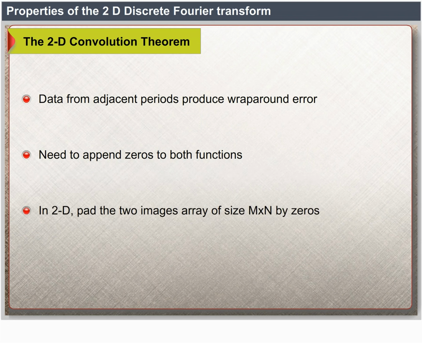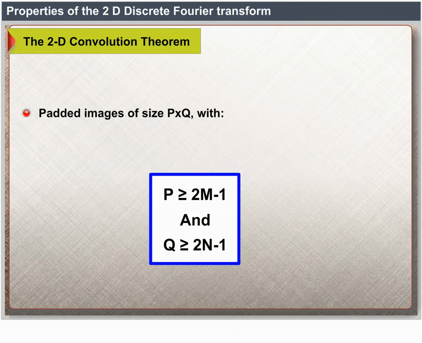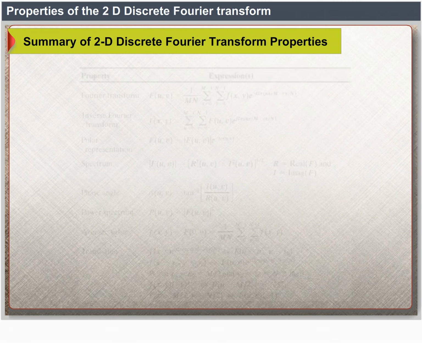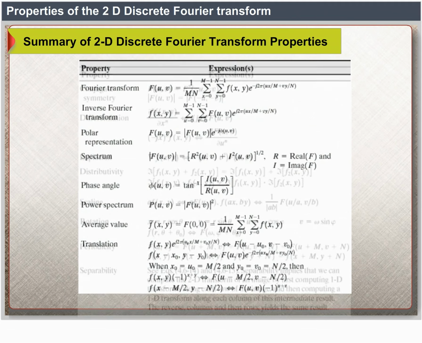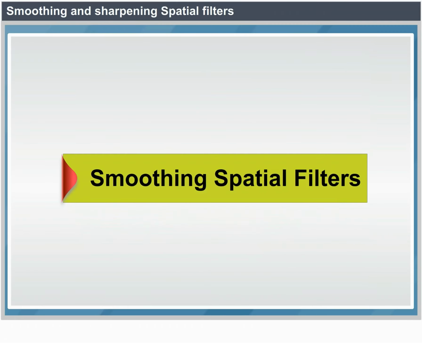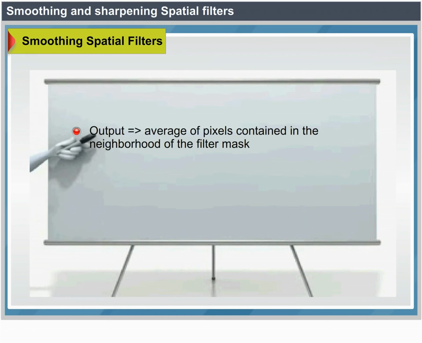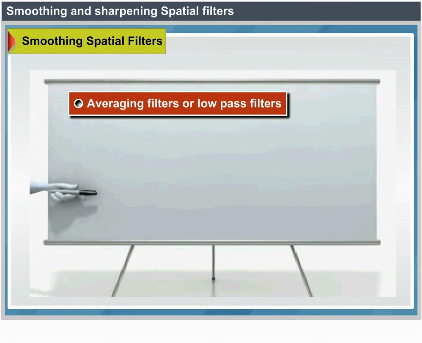Output will be the average of pixels contained in the neighborhood of the filter mask. Averaging filters are low-pass filters. They reduce sharp transitions in intensities. Applications: noise reduction, smoothing of false contours, blurring effect. The figure below shows the original image of size 500 by 500 pixels and the results of smoothing with square average filter masks of size m equals 3, 5, 9, 15, and 35.